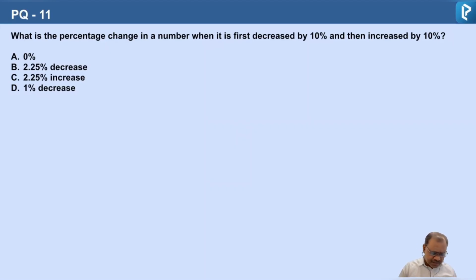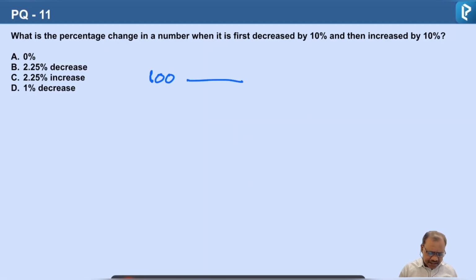First of all, let us assume the number as 100. The first transaction is decreased by 10%, minus 10%. So this 100 becomes 90. The second transaction is increasing by 10%. This 90 increases by 10%.